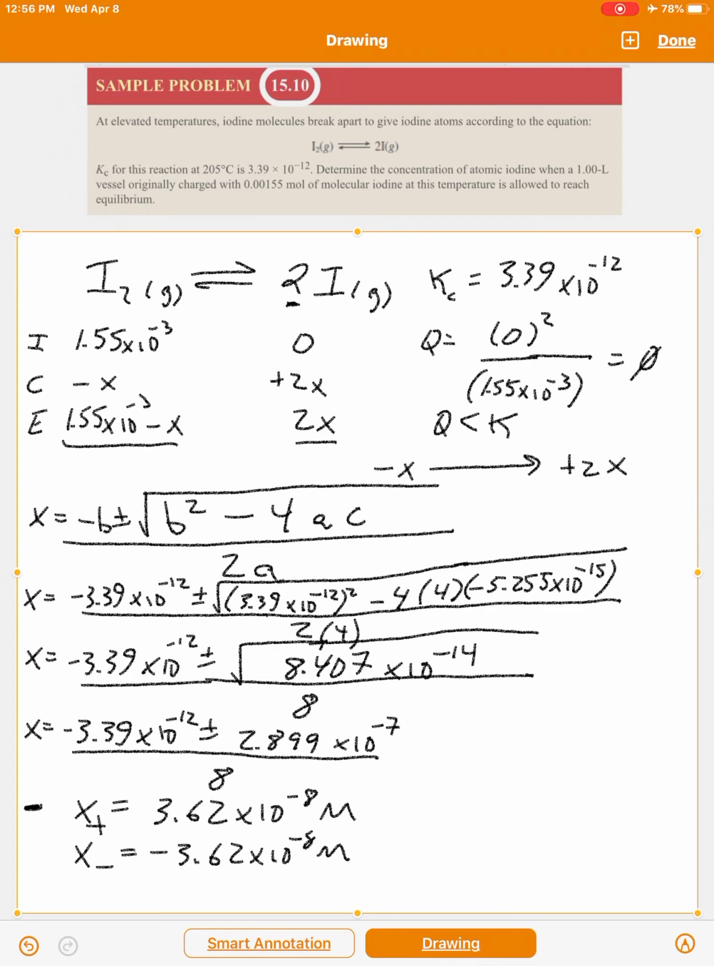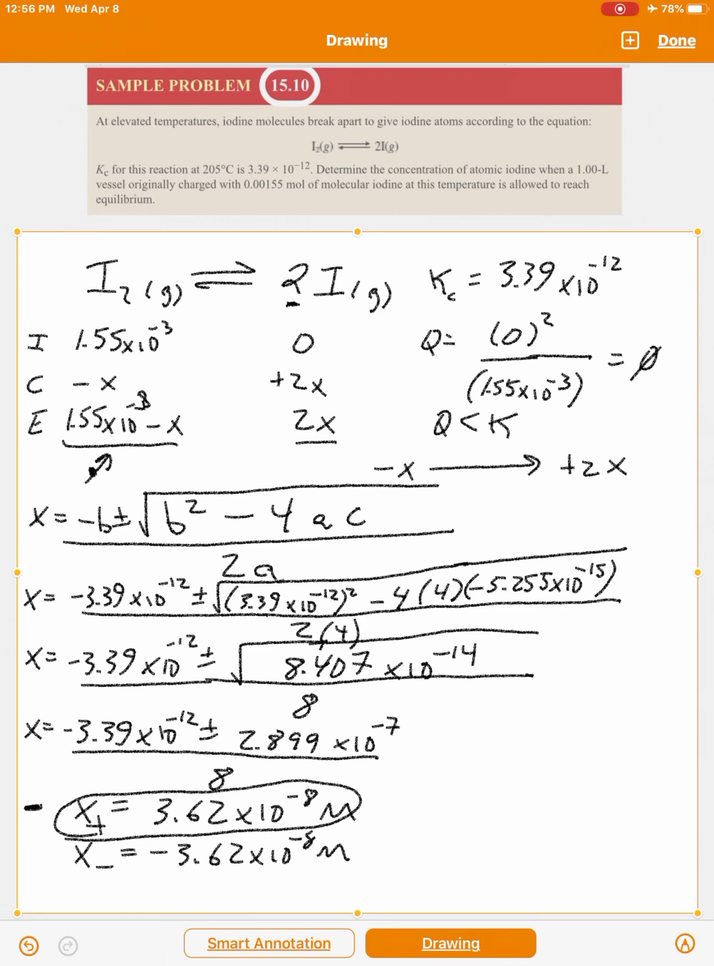And the reason for that is that if you pick the negative root, that would tell you up here, when you get to equilibrium, that this is getting bigger. But that can't be the case, right? If you subtract the negative, that's adding a positive. So that can't be right, because that would mean that I2 is getting larger. But we know I2 has got to get smaller. So it's got to be this positive root. That's got to be our answer right there.